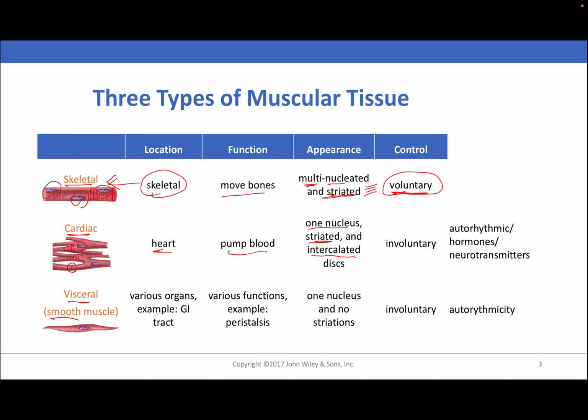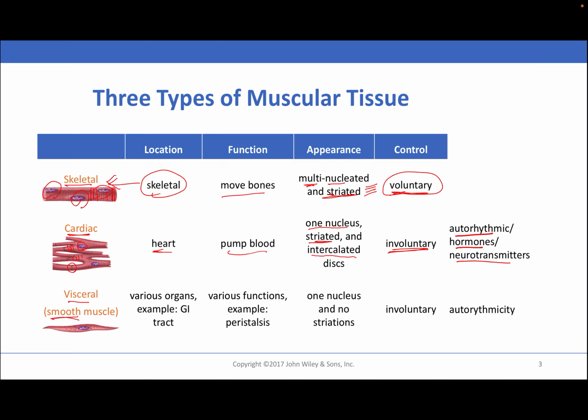Now, obviously, cardiac muscle is going to be under involuntary control. You don't have to sit there and say, okay, beat, heart, beat, heart. You don't have to think about this. It is under involuntary control. And so it is under either autorhythmic control, so it has its own sort of pacemaker, as well as being influenced by different hormones and neurotransmitters that are going to all be responsible for the involuntary contraction and relaxation of this cardiac muscle. And then last but not least, we have our smooth muscle.